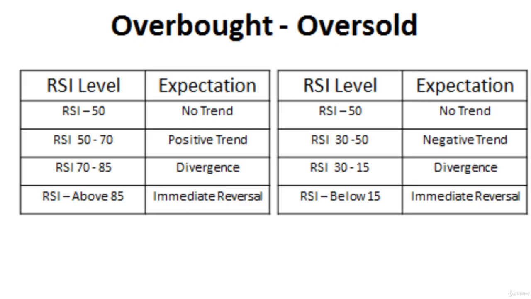Now we see a table on your screen which easily identifies the overbought and oversold zones. We have also classified the overbought and oversold zones under various parameters. If the RSI level is 50, that means the expectation is no trend. If the RSI is moving between 50 and 70, we consider it a positive trend. If RSI is between 70 and 85, it is the start of exhaustion and we look for divergences.